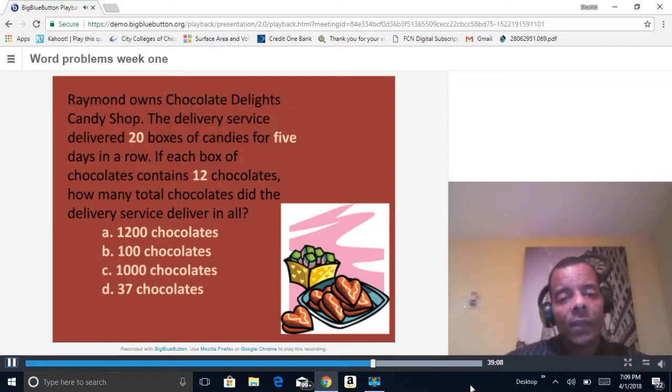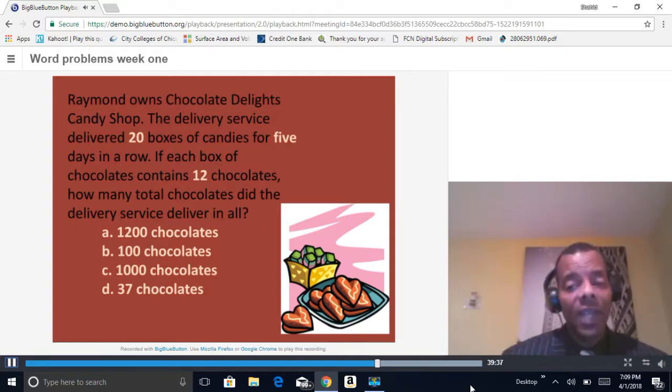The delivery service delivered 20 boxes of candies for 5 days in a row. Did y'all get that? I had to read it over. So the delivery service delivered 20 boxes of candies 5 days in a row. You got that part? If each box of chocolates contains 12 chocolates, all right? So every box has 12 chocolates in the box.